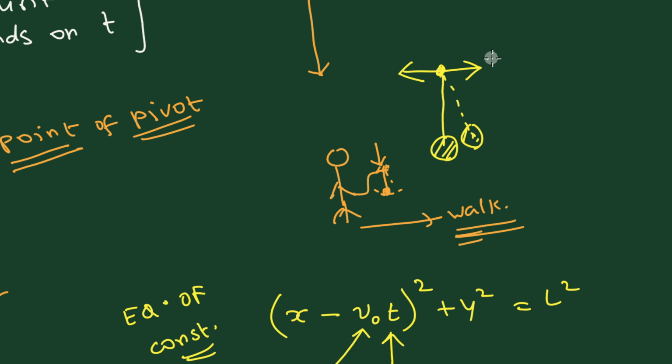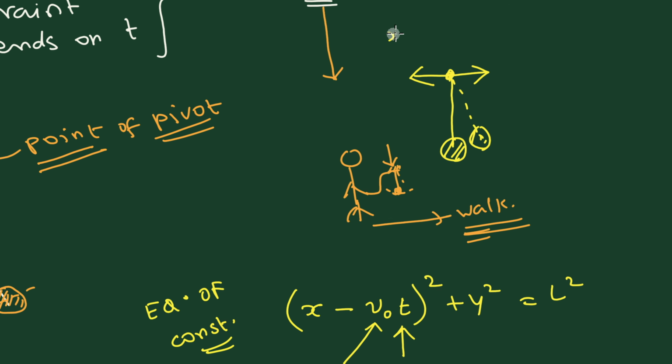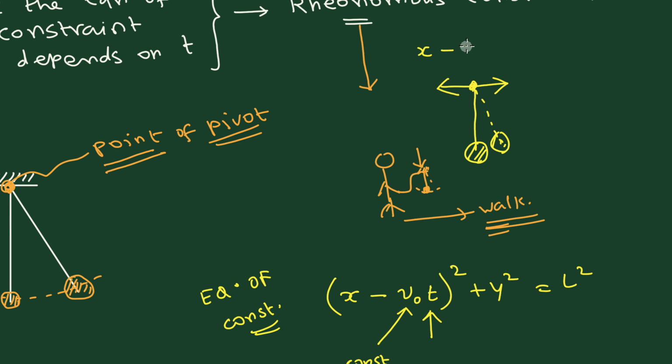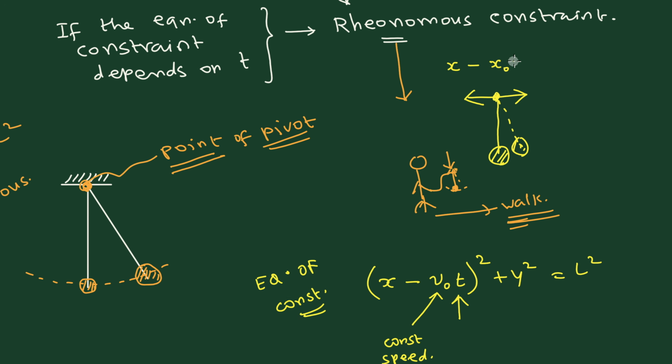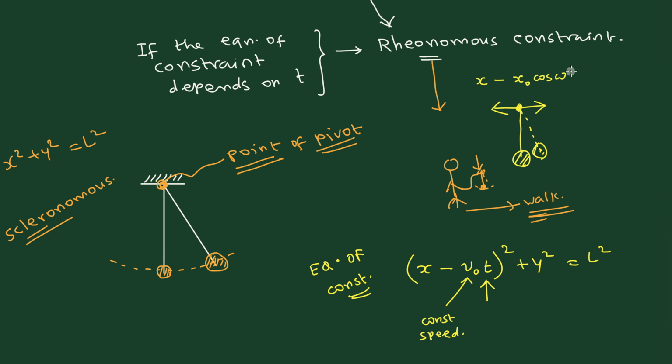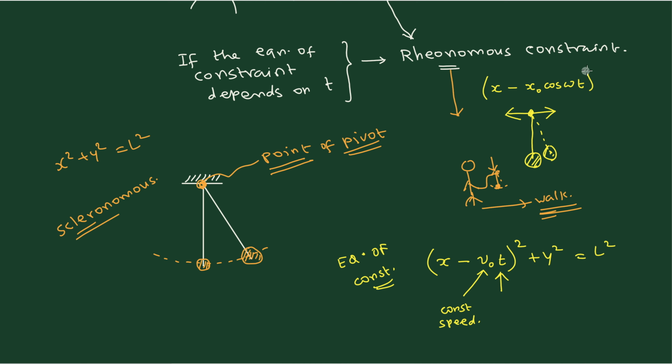So when it is happening like that, how will you write down the equation of constraint? The equation of the constraint will be something like this: x minus, we can say some x naught cos omega t. That is, it is going to vibrate harmonically. Let us assume that some harmonic excitation is going on for the vibrator. Then we can write like this. Then plus, in the y direction we don't change anything. In that case we simply write plus y square equal to L square. So this is the equation of constraint.